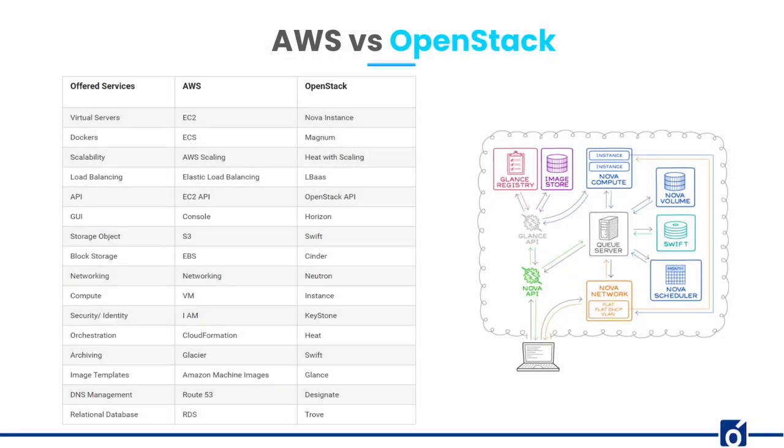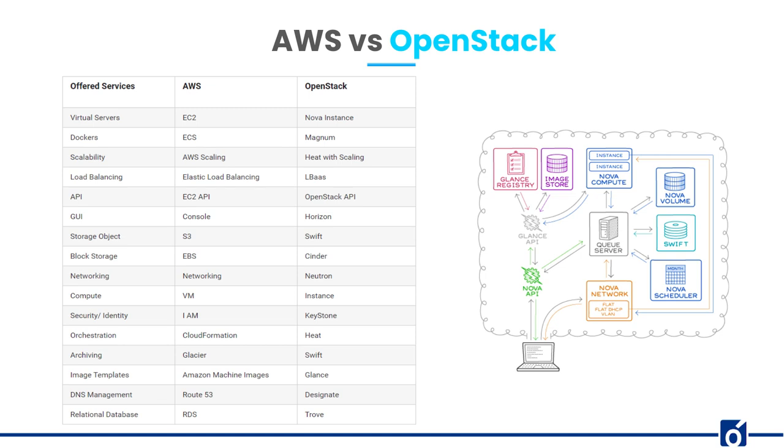So let's quickly compare the OpenStack services with AWS services. For a virtual server, in AWS we have EC2, in OpenStack we have Nova instances. For Docker, in AWS we have ECS, and in OpenStack we have Magnum that provides container service. For scalability, we have AWS scaling, and in OpenStack we have Heat with scaling. Heat is basically an orchestration project in OpenStack. For load balancing, there is Elastic Load Balancing, but in OpenStack we have LBaaS that we can deploy if we need that service, but it's not a compulsory service. We can deploy it as per our need.